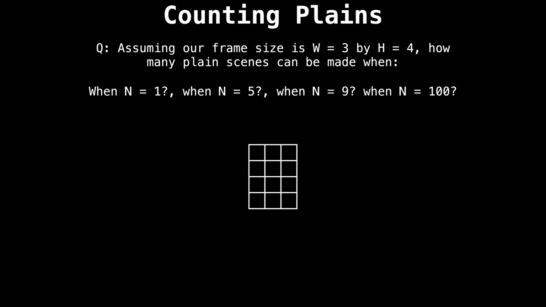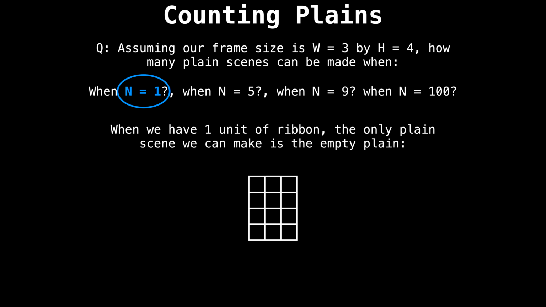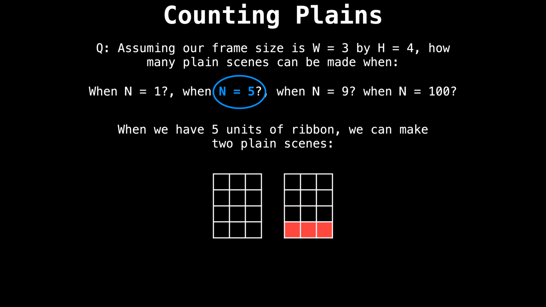Let's begin by manually counting the number of plain scenes for a fixed frame size with different amounts of ribbon. For a frame with a width of 3 and a height of 4, when we have 1 unit of ribbon, the only possible plain scene we can make is the empty scene. We cannot make any more planes because we only have 1 unit of ribbon and we need at least 3 units of ribbon to tile the next plane. However, when we have 5 units of ribbon, we can make 2 plane scenes, the empty plane and the plane with 1 level of tiles.